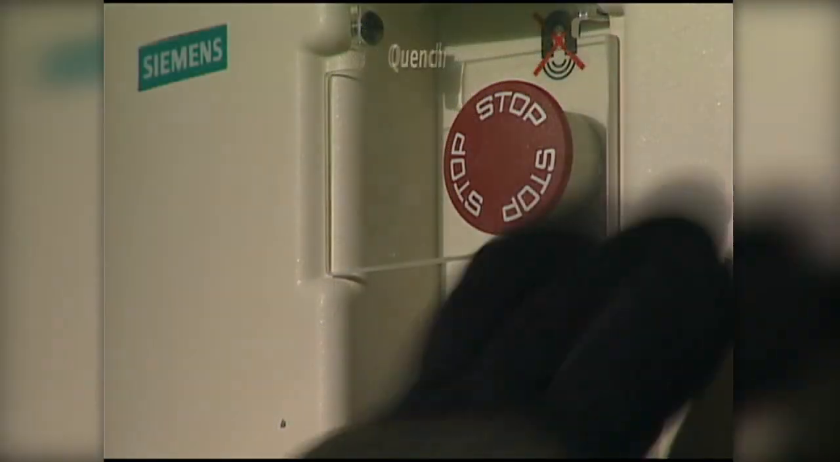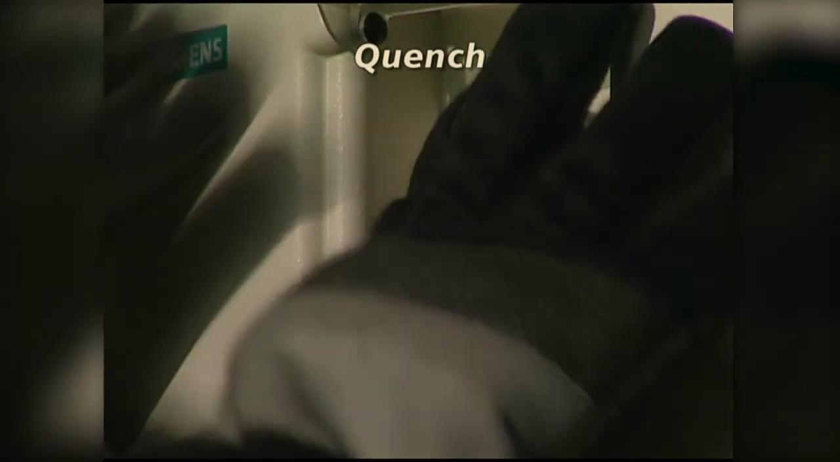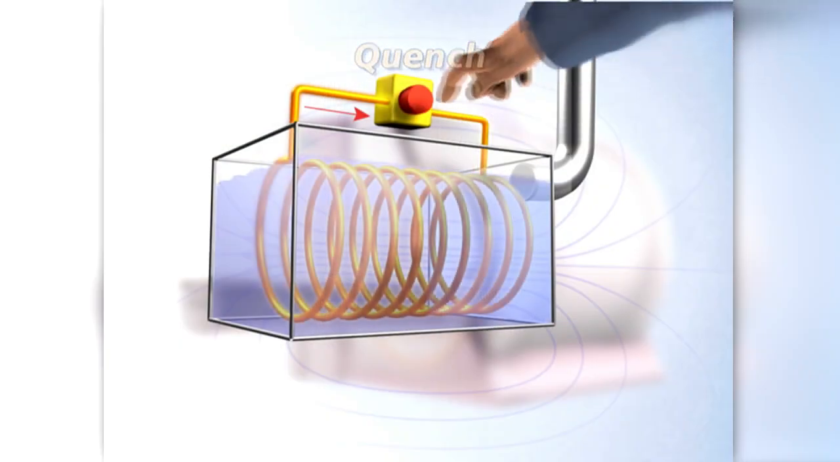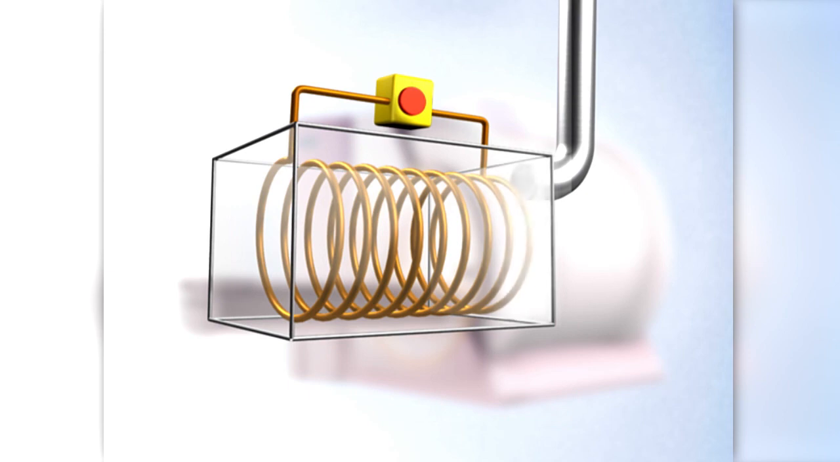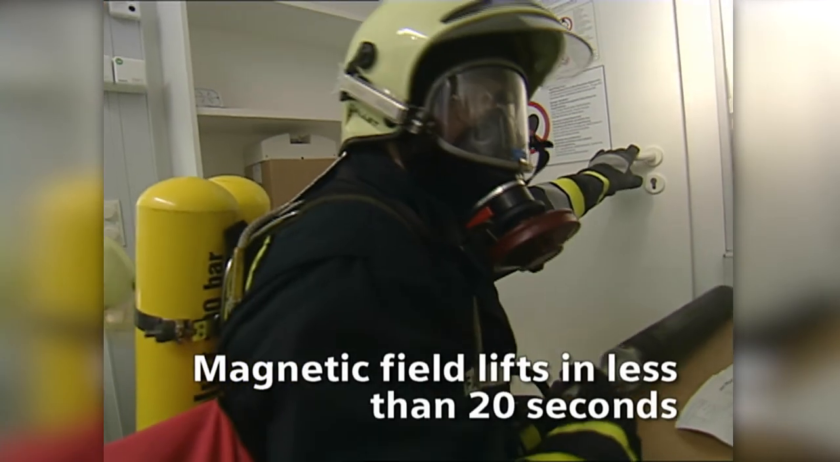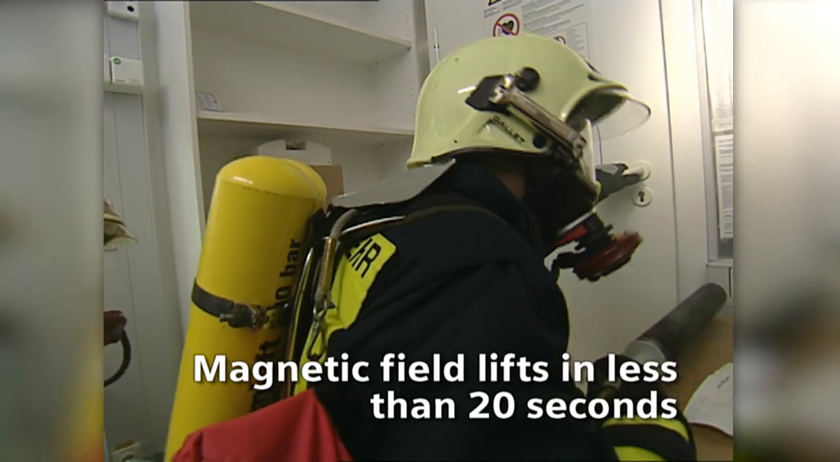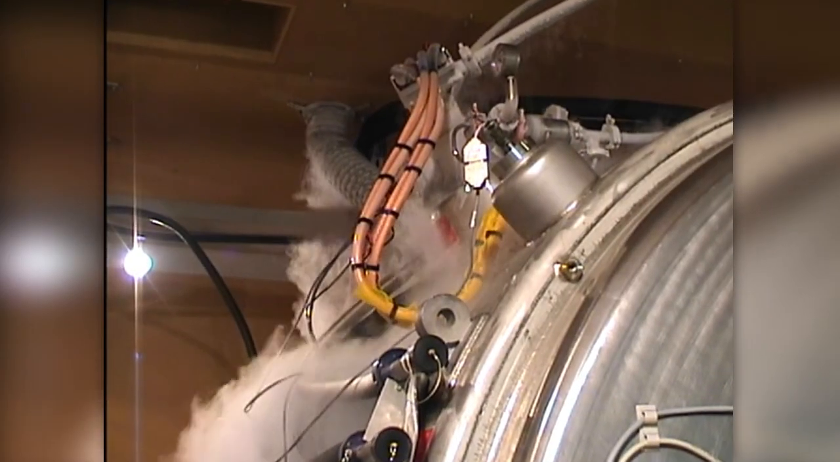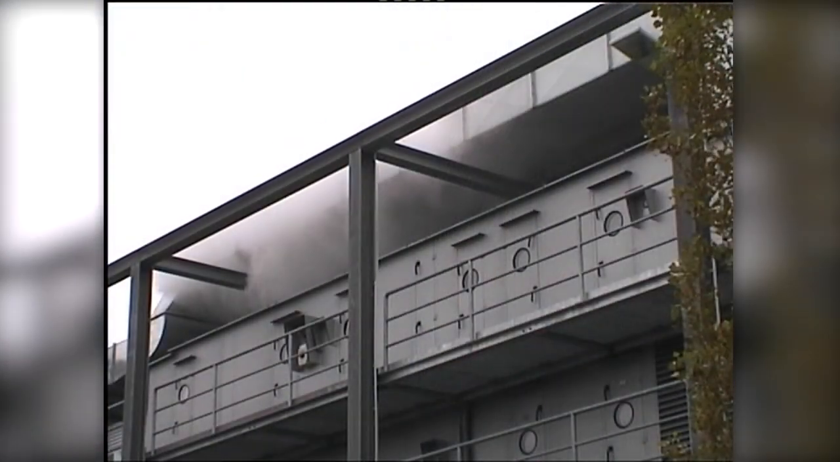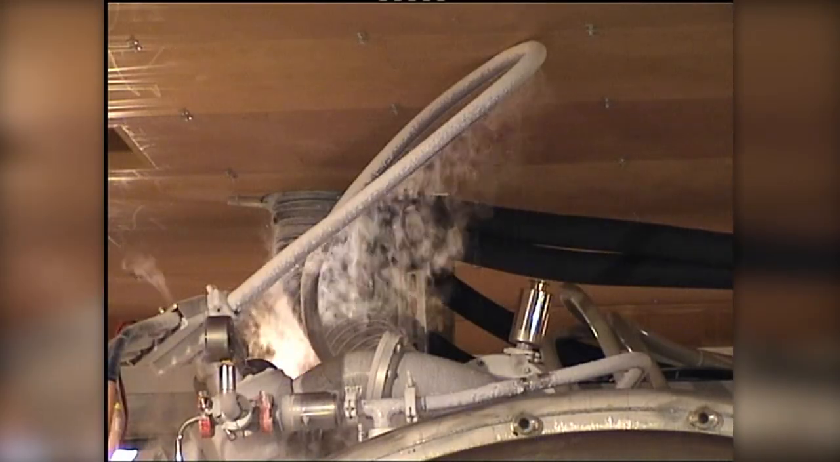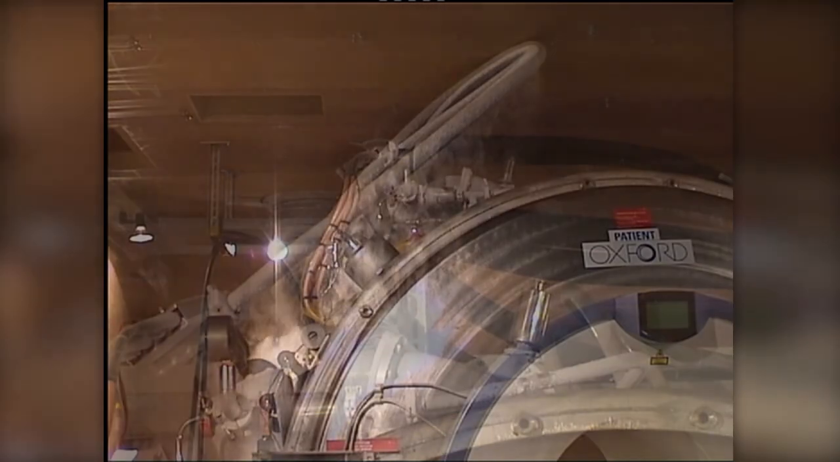In case of a life-threatening situation requiring the immediate dissipation of the magnet, press the magnet stop switch without delay. This will quench the magnet. This means that superconductivity breaks down and the magnetic field is dissipated within around 20 seconds. Helium escapes noisily through the quench pipe. Due to the low temperature of the helium, skin contact may result in considerable injury.